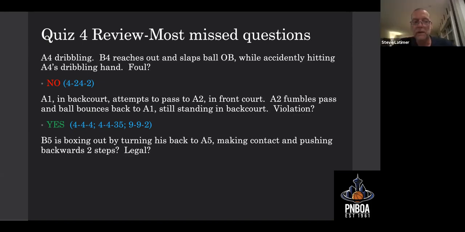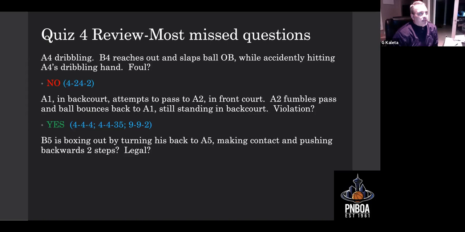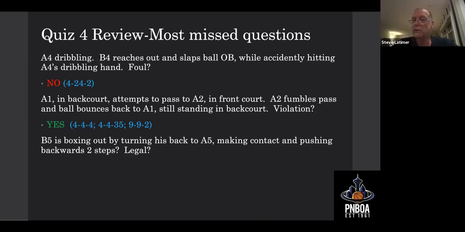Okay. B5 is boxing out by turning his back to A5, making contact and then pushing back 2 steps. Is this legal? And, you know, trying to write this in a question maybe can be a little confusing, but basically boxing out and pushing A5 back 2 steps. Do we think it's legal or not? Well, no. Not anymore. I would have said yes until a few of you, definitely more than a few of you thought it was legal, right?